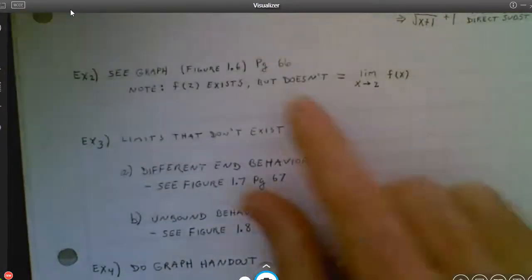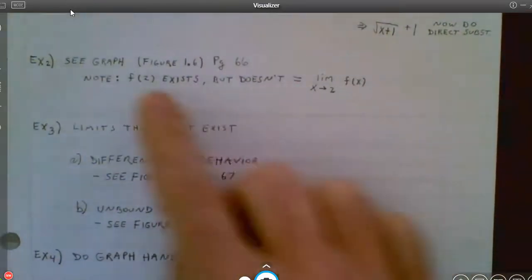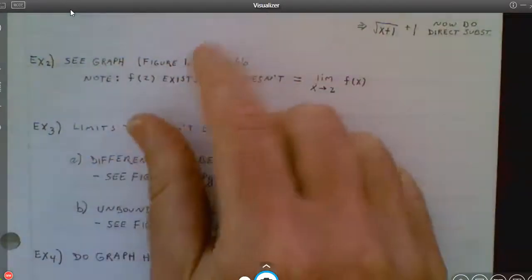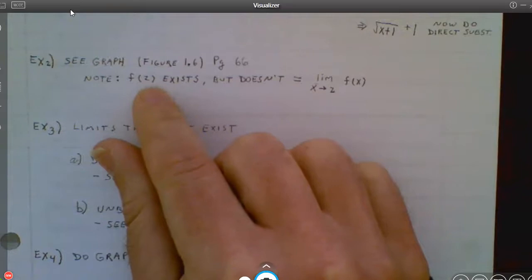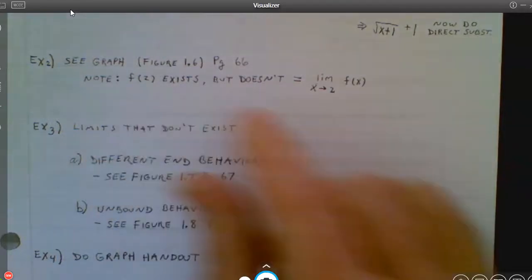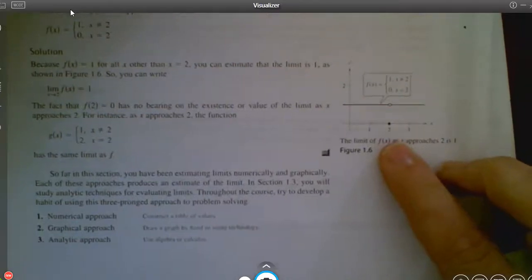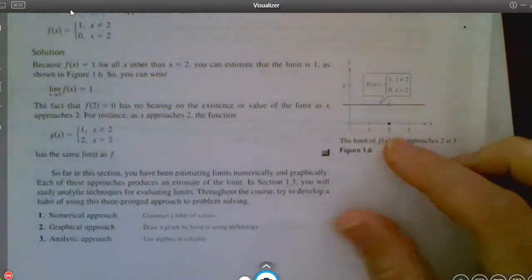So let me show you a few other cases here. A couple other cases we're going to run into. So I'm going to show you the graph on page 66. So you're going to see in this case that f of 2 does exist. So I could directly sub in a value, but it doesn't equal the limit as x approaches 2. So let me show you that so you can see what it looks like. So this is page 66. So here's our graph. And so here's what we're seeing. And I'm going off of this information that you're seeing up here at the top.